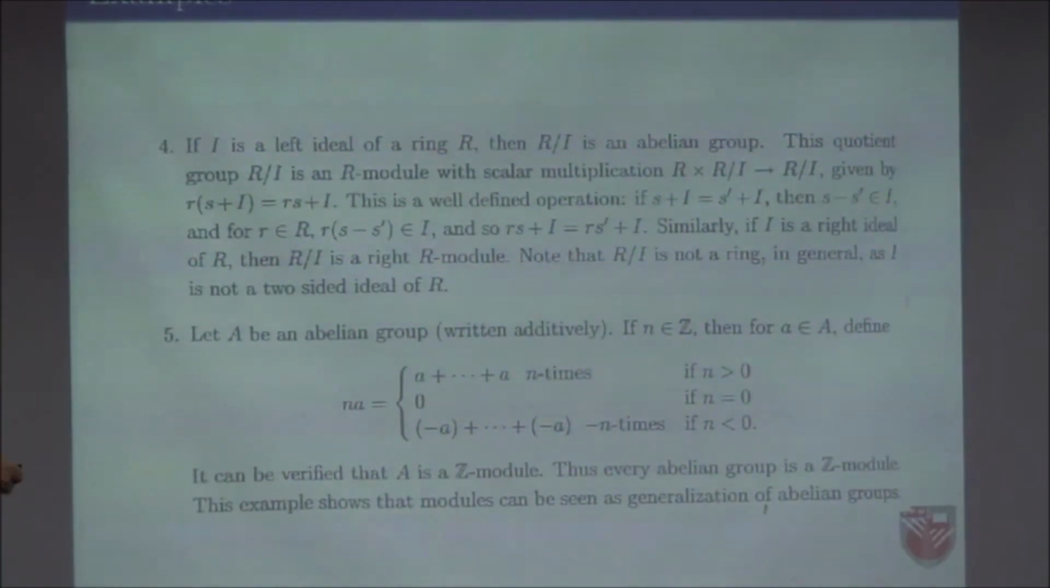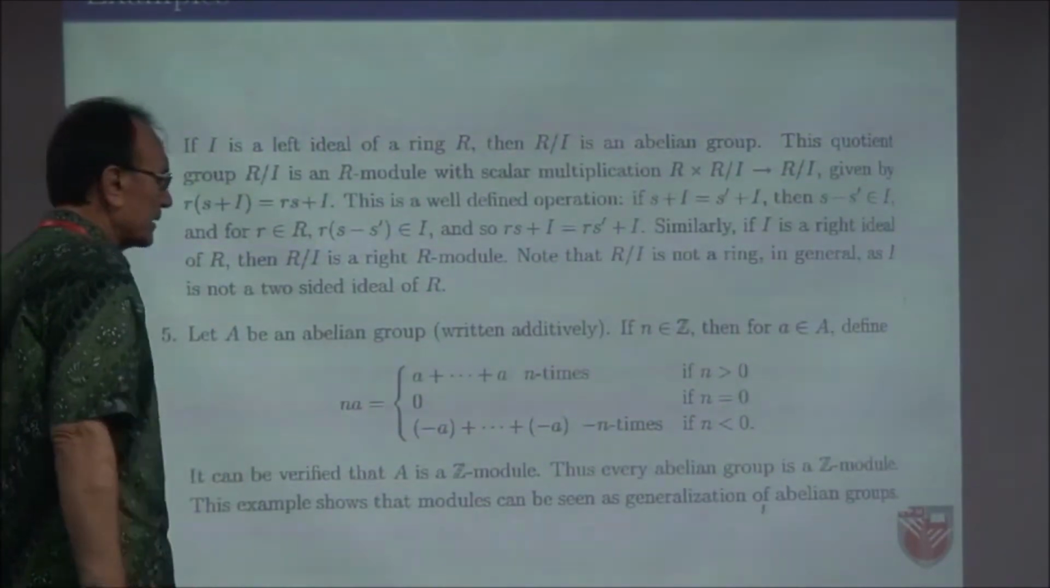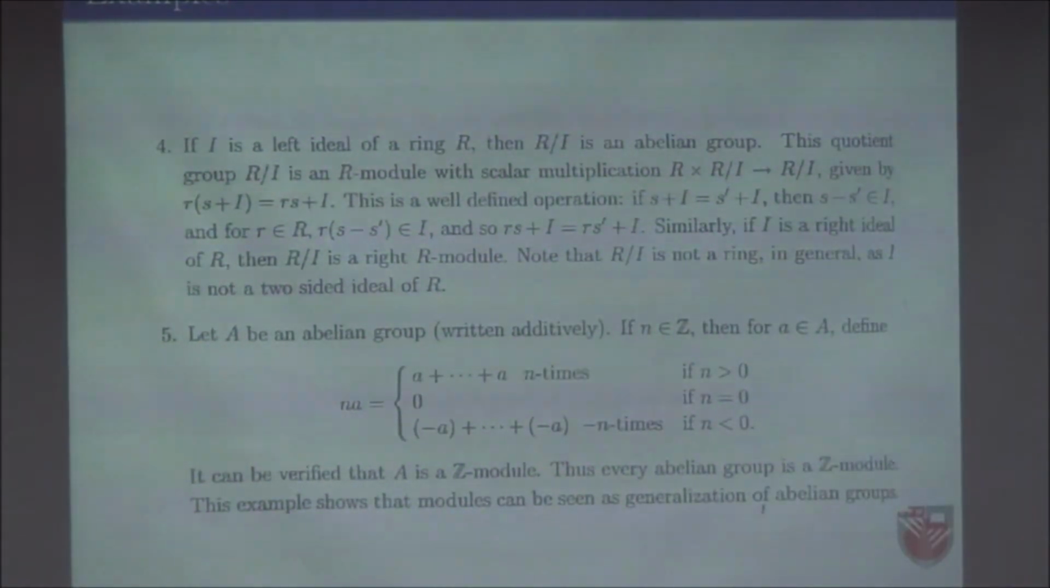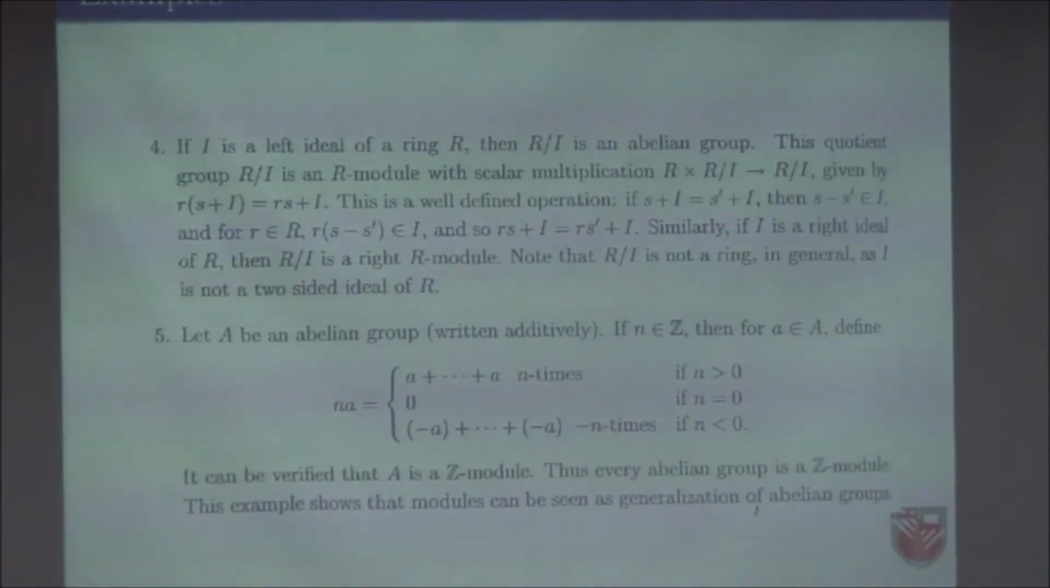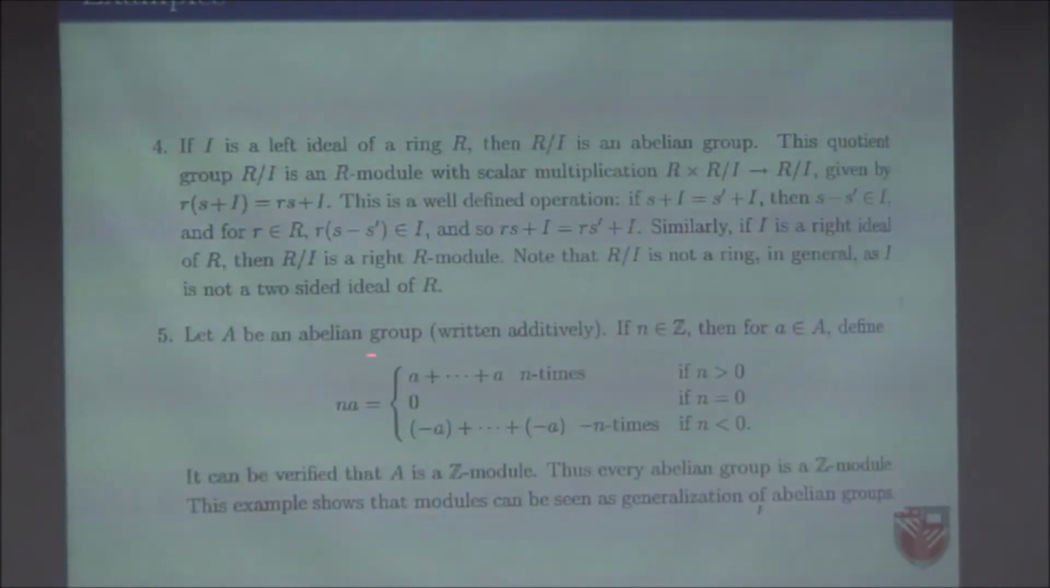Now, module axioms. Module axioms can easily be verified again. Easy. Next example is on abelian groups. If I consider an abelian group A, I have the ring of integers as an R.